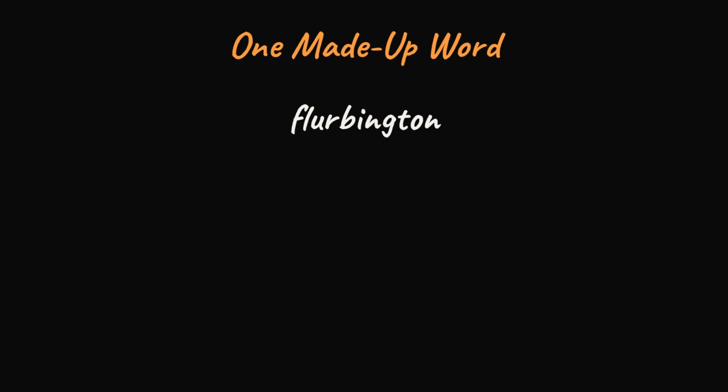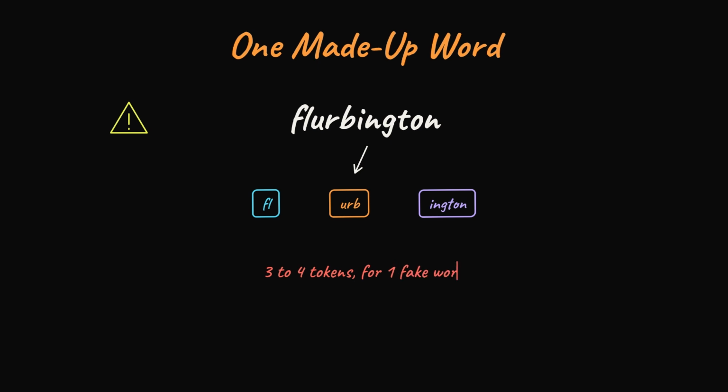Now watch what happens when I type a made-up word like Flurbington. The tokenizer has never seen that word, so it can't find a single entry for it. Instead, it breaks it into fragments, herb, ington, whatever pieces it can match. One fake word just cost me 3 or 4 tokens. Keep that in mind, because it explains a lot about pricing later.